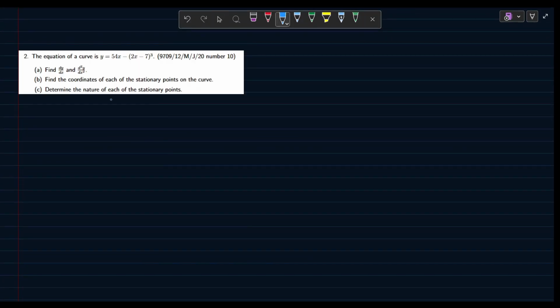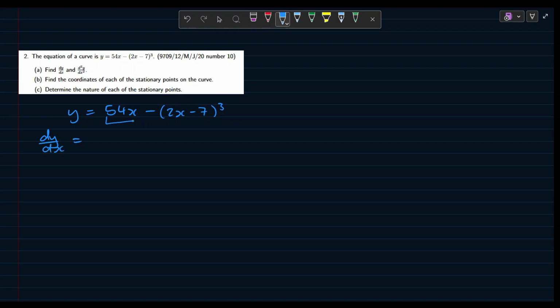So let's look at some examples and apply all of this information. We're given that the equation of a curve is y is equal to 54x minus (2x minus 7) cubed. Part A says find dy dx and d squared y dx squared. So we have to find the first and second derivatives. We've been given y is 54x minus (2x minus 7) cubed. Let's start by finding the first derivative dy dx.